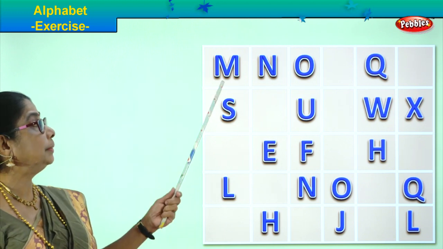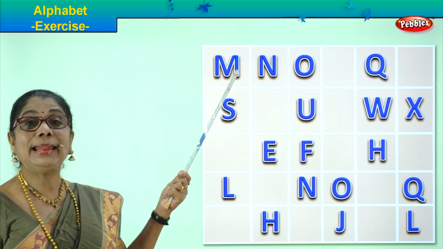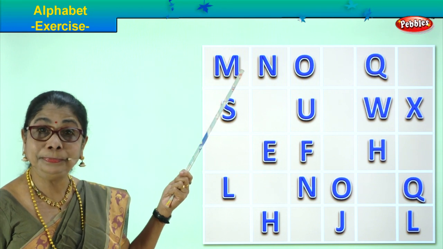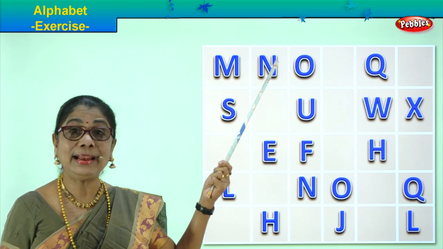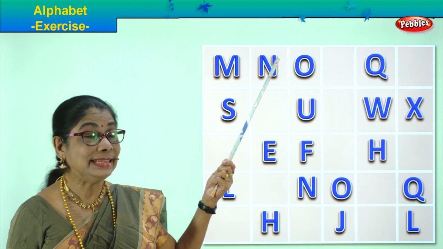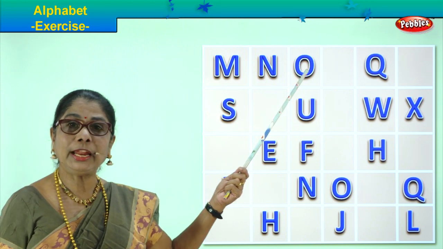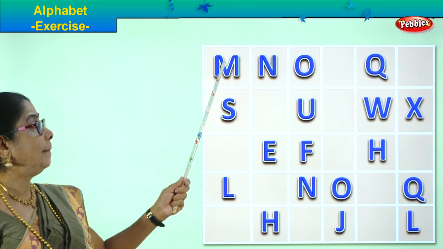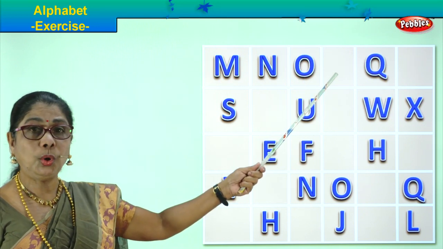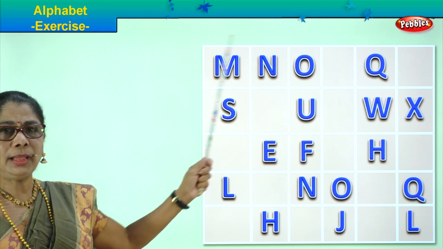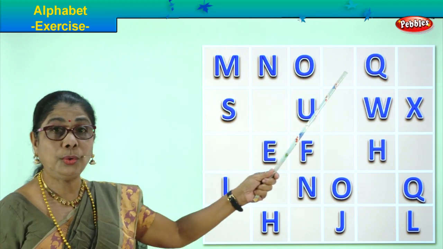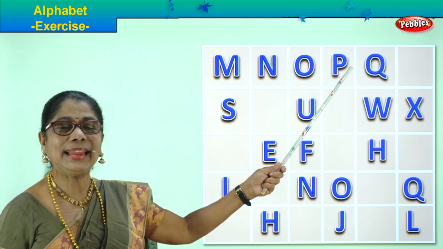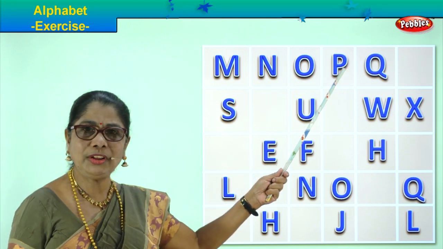Let's read together. What letter is this? Letter M. Sound M. This letter N. N. This one. Letter O. Sound O. What will follow? M, N, O. What is the next letter that will follow? M, N, O. Good. P. Letter P. What is the sound of P?